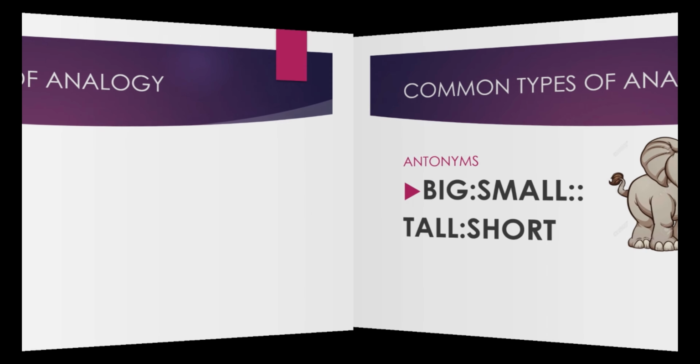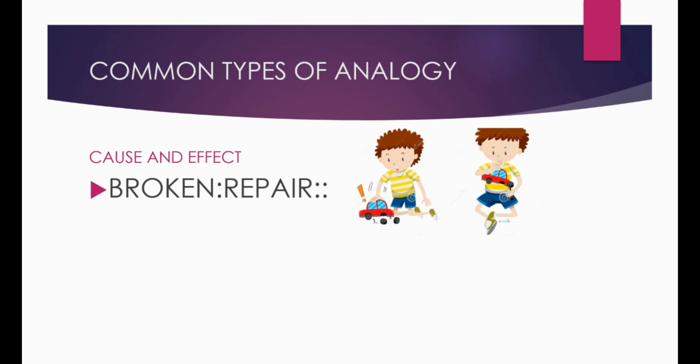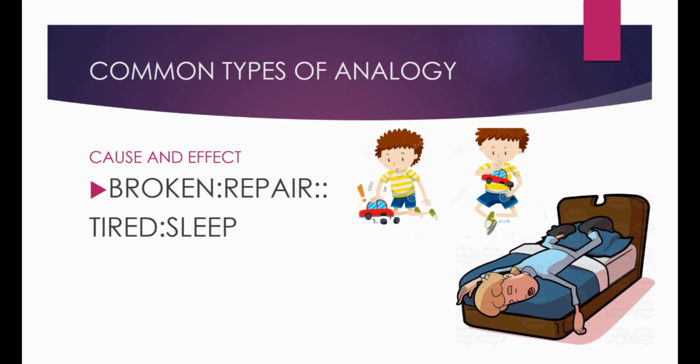Next type is cause and effect. Like when you say, broken is to repair, as tired is to sleep. The first set shows the cause, which is broken and tired, and the next set shows what happens or the effect, which is you repair something that is broken, or you sleep when you are tired. Can you think of a cause and effect analogy?